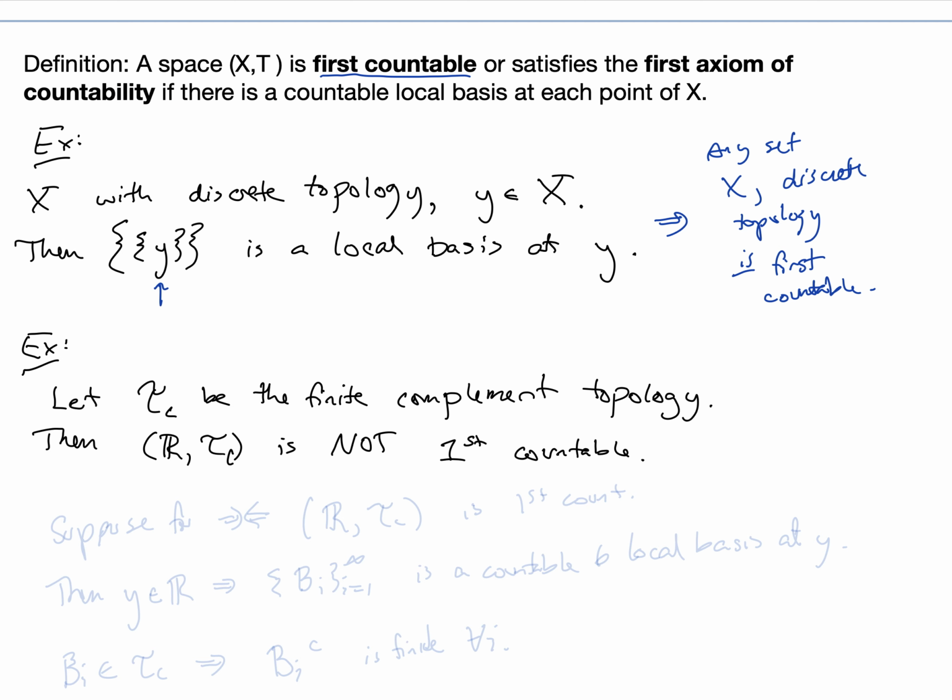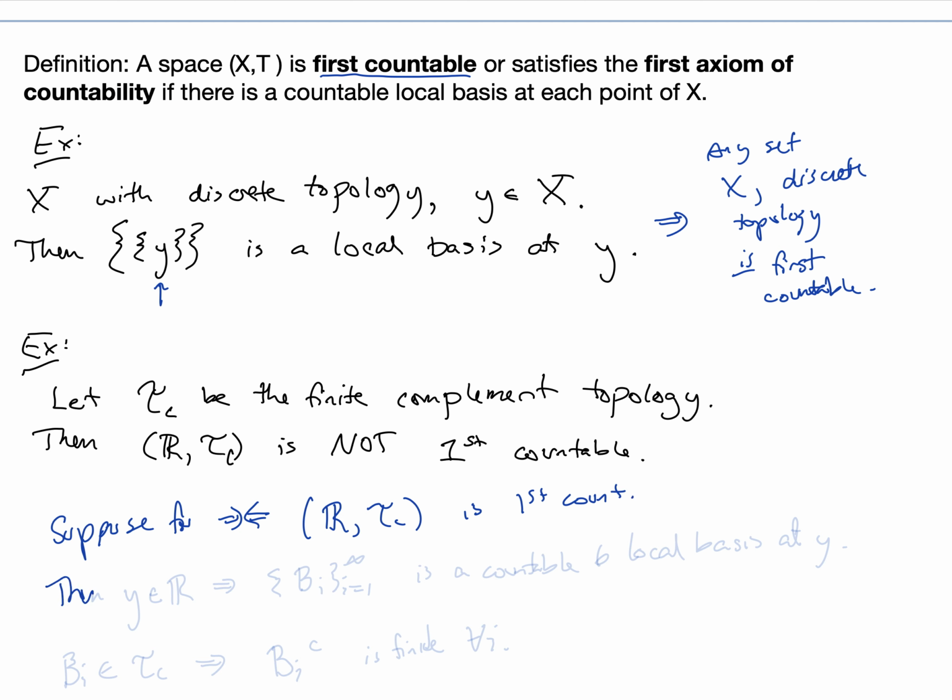Great. Now let's do a non-example. So say that tau sub c is the finite complement topology, then the real numbers with the topology tau sub c is not first countable. Let's see why that's true. Let's show this by contradiction. Let's suppose for contradiction that the real numbers with the finite complement topology is first countable.